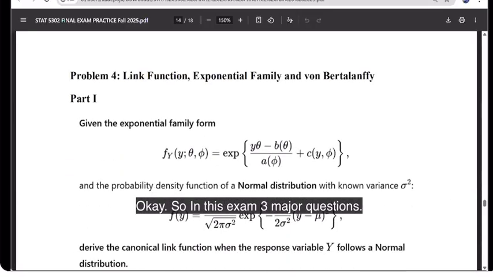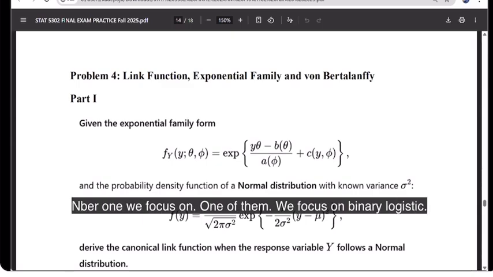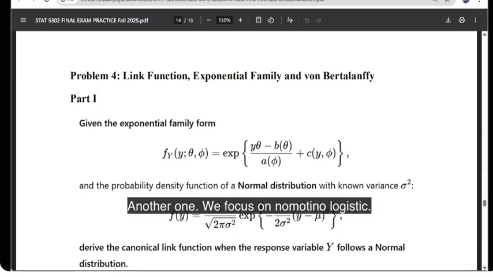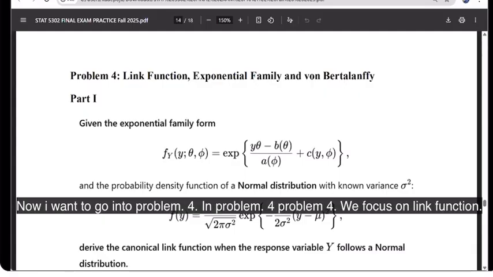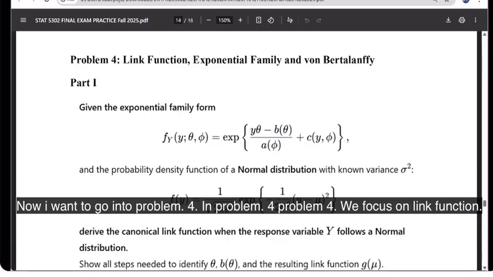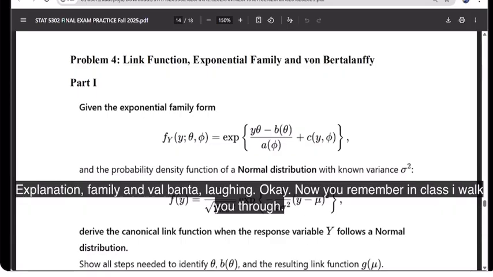Okay, in this exam, there are three major questions. One of them focuses on binary logistic, another focuses on multinomial logistic, and another focuses on the Poisson regression model. Now I want to go into problem four. In problem four, we focus on link function, exponential family, and Von Bertalanffy.